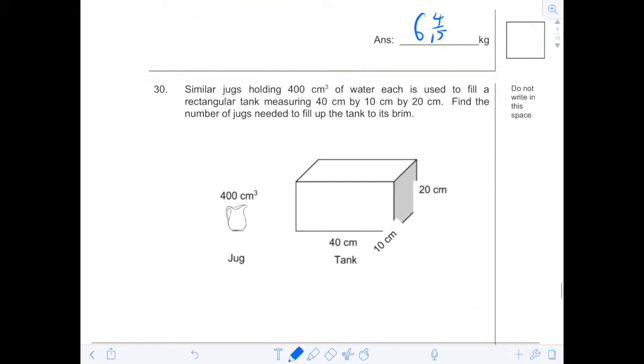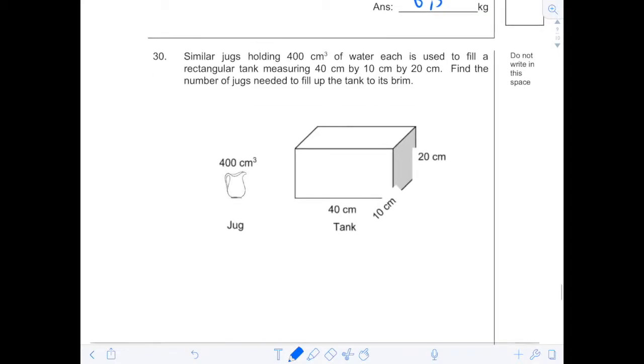Okay, question 30. Similar jugs hold 400 cubic cm of water. Each is used to fill a rectangular tank measuring 40 by 10 by 20. Find the number of jugs needed to fill up the tank to its brim.